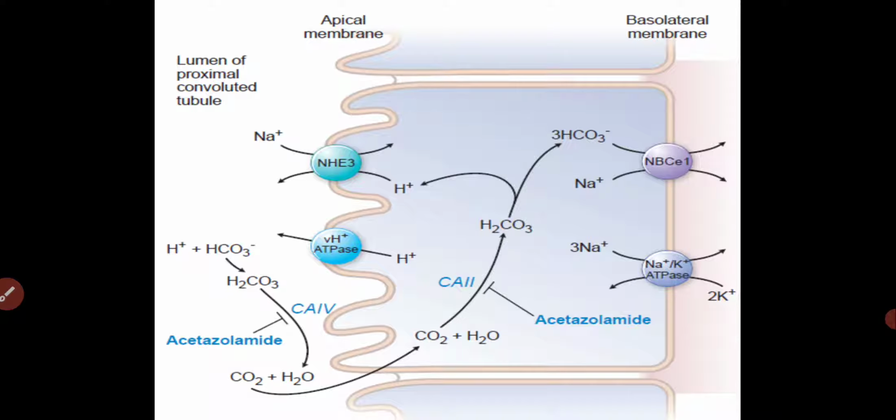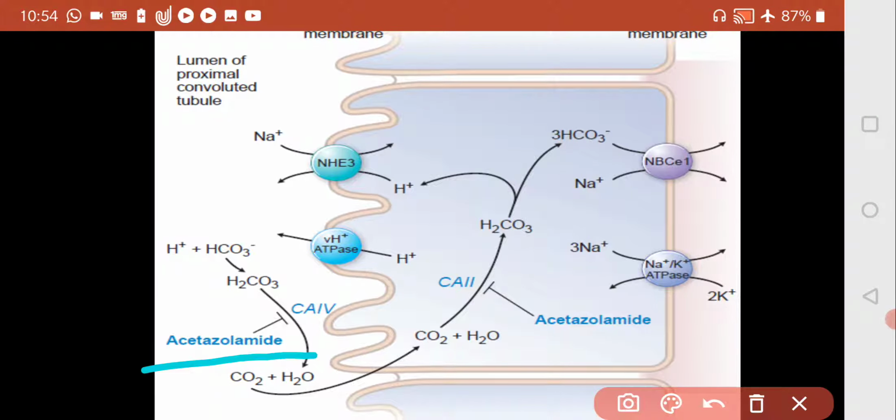Then another group, the carbonic anhydrase inhibitor. It is acetazolamide. Carbonic anhydrase inhibitor, one drug, acetazolamide. There is acetazolamide and other drugs which inhibit carbonic anhydrase, one at the luminal site and the other one in the cytosol also.